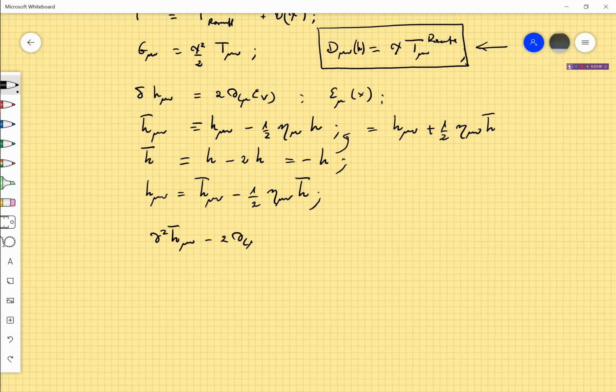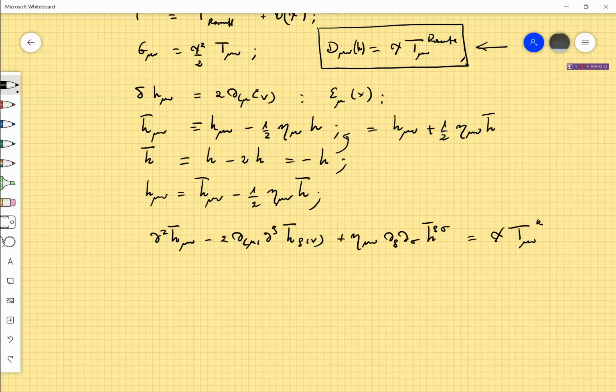So some terms just disappear. Sorry, this is not d squared, this is the rho, h bar rho nu plus eta mu nu, the rho, the sigma h bar rho sigma, and this is equal to kappa T mu nu. Rosenfeld.